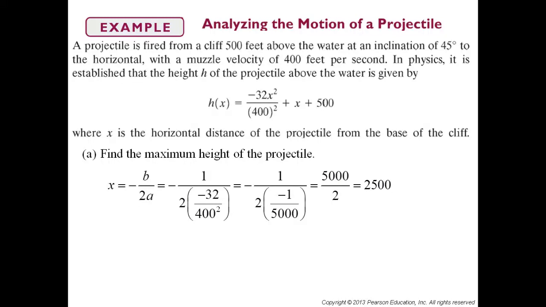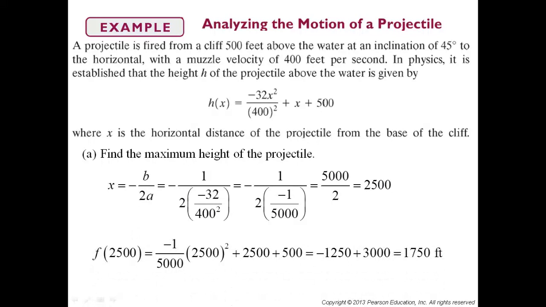shoot this projectile, whatever it is, missile, could be a cannon, could be pumpkins. Remember the pumpkin chunkin? They do this. Okay, so that's the maximum distance away from zero or from the cliff. That's not the maximum height, right? Maximum height. Plug that in, work it out. The maximum height is 1,750, by plugging it in and finding the y value of the vertex.